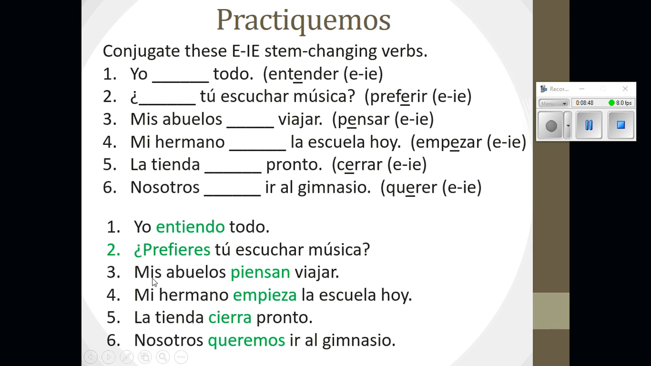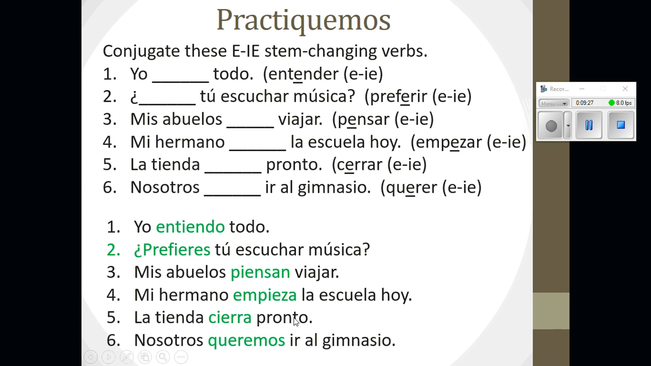Okay, número 3. My grandparents plan to travel. Mis abuelos is my grandparents. It's like saying they. Pensar is an AR verb, so we know we have to put AN on the end after we drop the AR, and we must stem change. Piensan. Okay, 4. My brother starts school today. The verb empezar must stem change when we say he begins. And it's also an AR verb, so we need to conjugate with the correct AR ending, which would be a. Empieza.